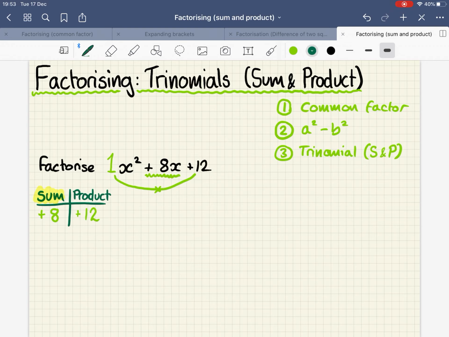Next thing I need to do is think about what numbers multiply together to give me 12. So 1 times 12 does, 2 times 6, and 3 times 4. And then I need to look to see which of these pairs could add or subtract to give me this plus 8. And the only one that's going to work is by doing 2 add 6, which equals 8. And that 2 is positive.